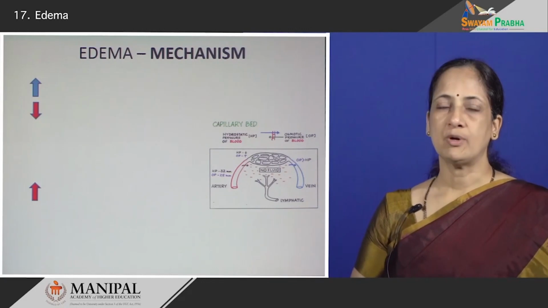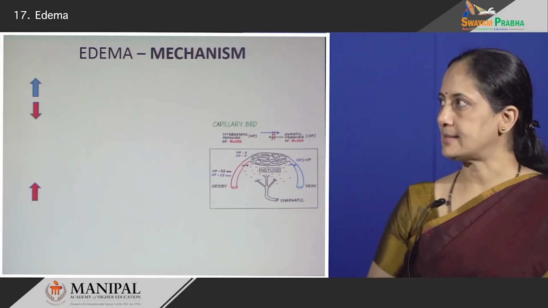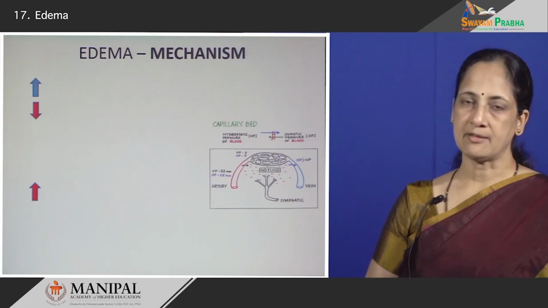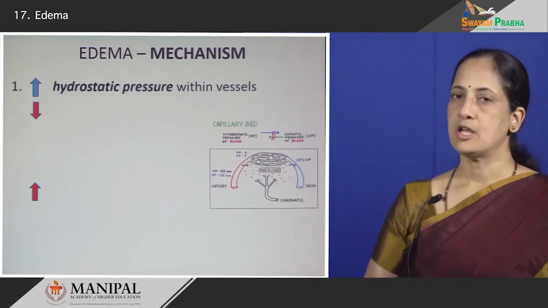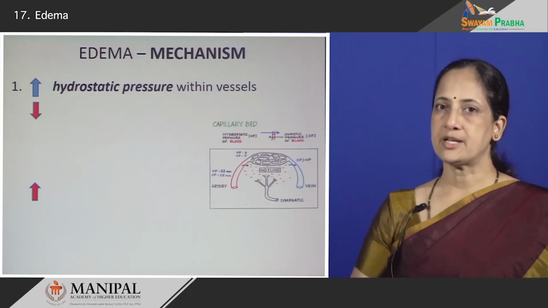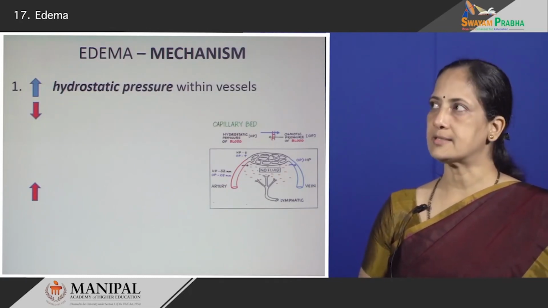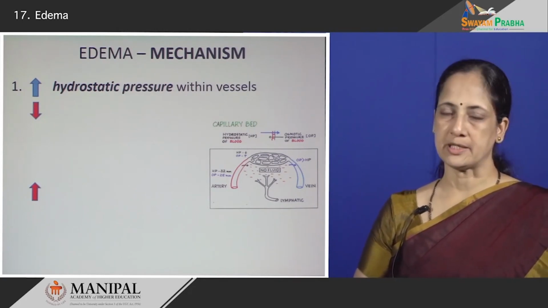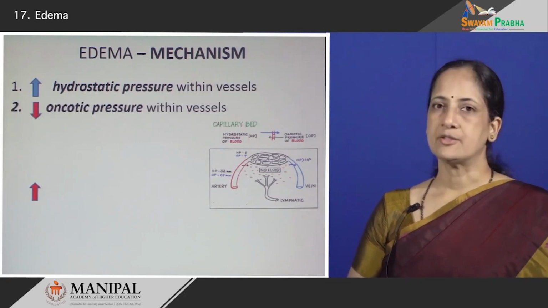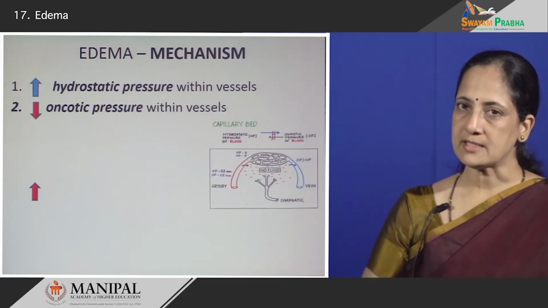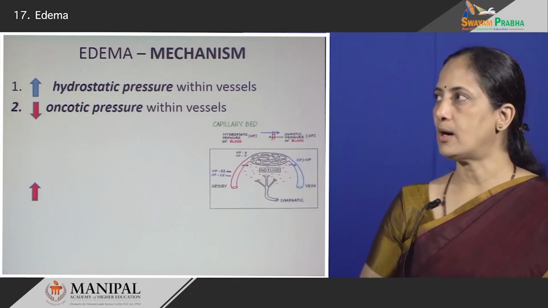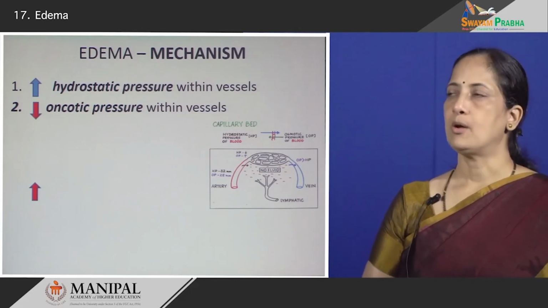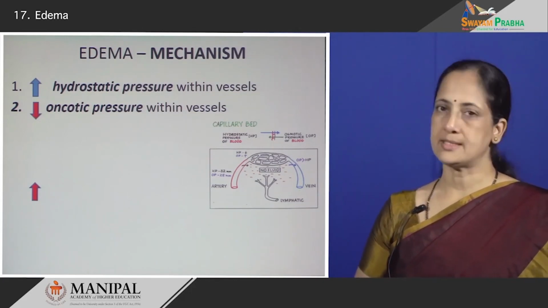It's very simple if you understood the simple physiological mechanisms. We said that hydrostatic pressure drives fluid out of the blood vessel into the interstitial compartment. For some reason, if the hydrostatic pressure within the vessels increases, you will find that more fluid will go into the interstitial compartment. We said that a drop in colloid osmotic pressure in the vessels normally would allow fluid to move out of the vessels. So, a higher increase in the drop will cause more fluid to move into the interstitial compartment.